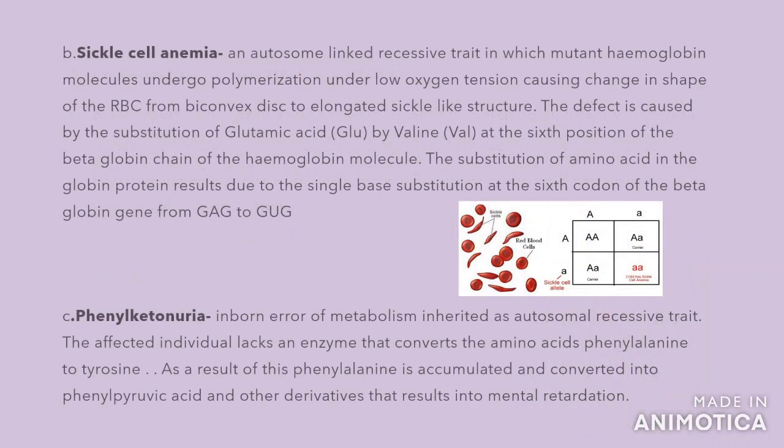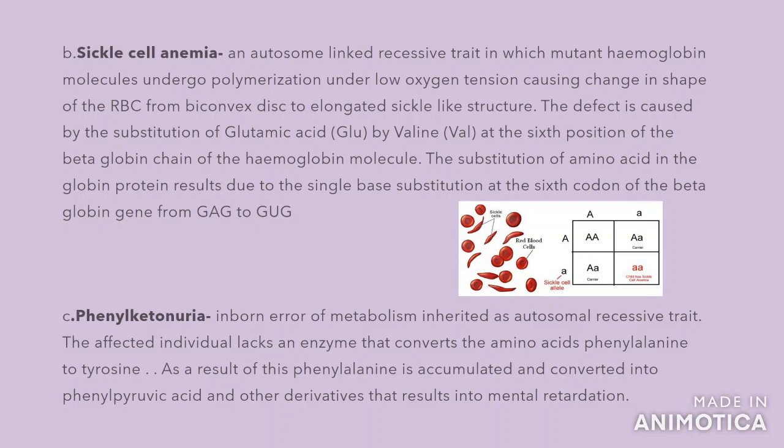Sickle cell anemia, an autosome-linked recessive trait in which the mutant hemoglobin molecule undergoes polymerization under low oxygen tension, causing a change in the shape of the RBC from a biconvex disc to an elongated sickle-like structure. The defect is caused by the substitution of glutamic acid by valine at the 6th position of the beta-globin chain of the hemoglobin molecule. The substitution of the amino acid in the globin protein results from a single base substitution at the 6th codon of the beta-globin gene from GAG to GUG.